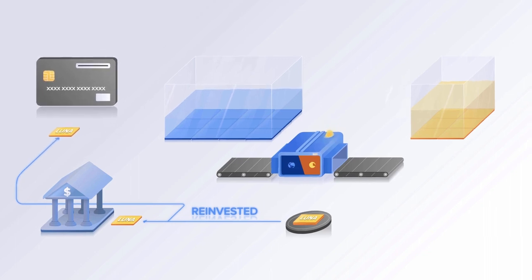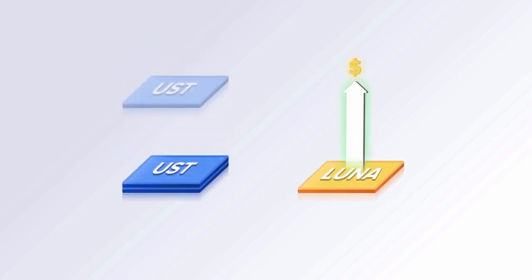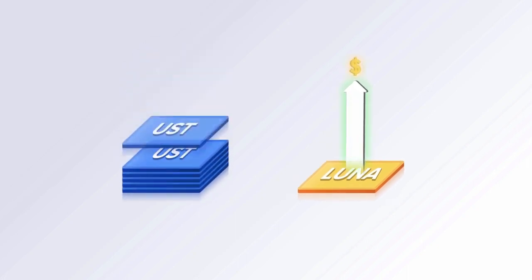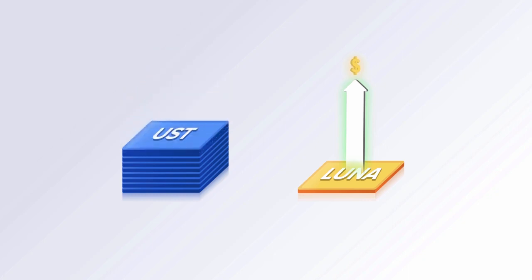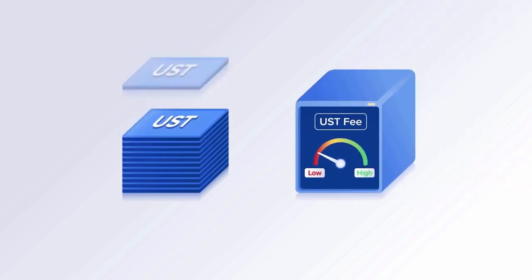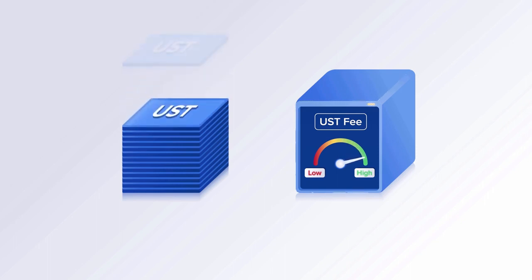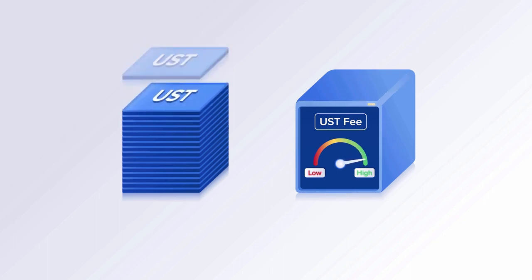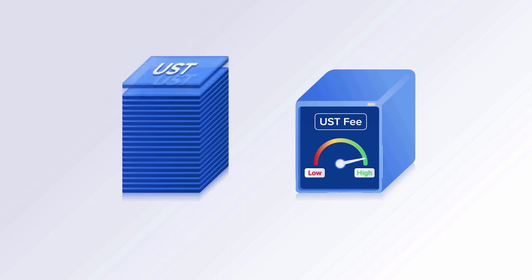Investors who hold Luna see its value rise during times of expansion, and if they choose to stake, earn transaction fees on UST. Even when demand for UST is low, Terra's algorithm automatically increases fees so that validators are always rewarded with a steady cash flow of UST.